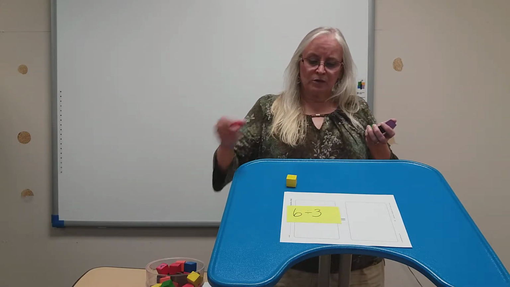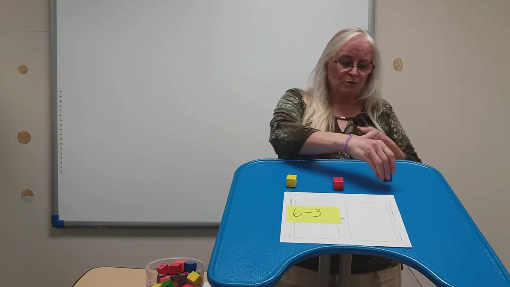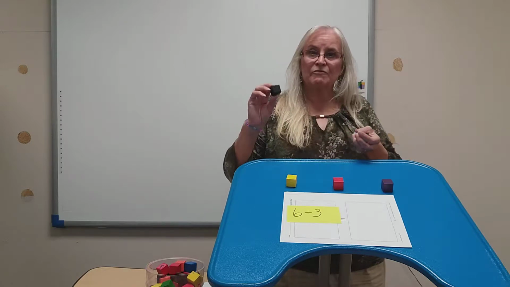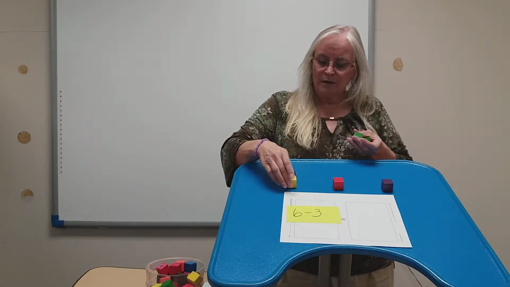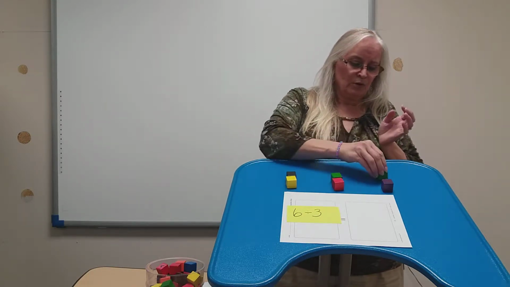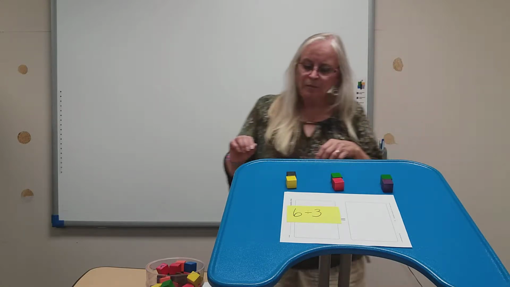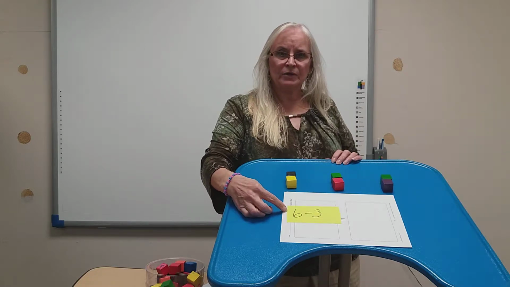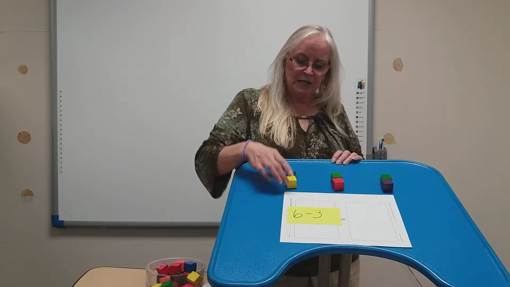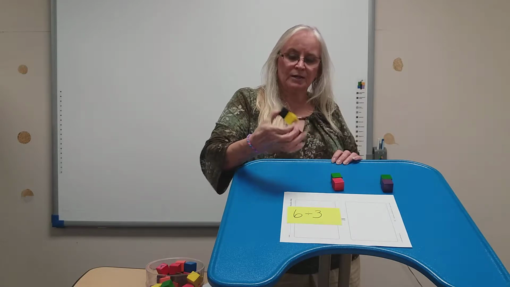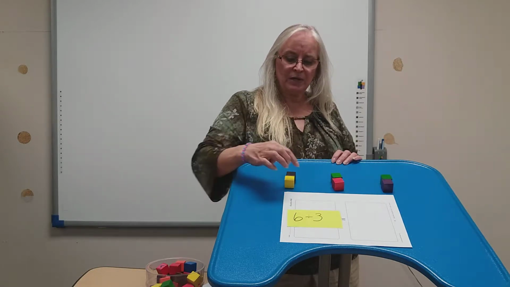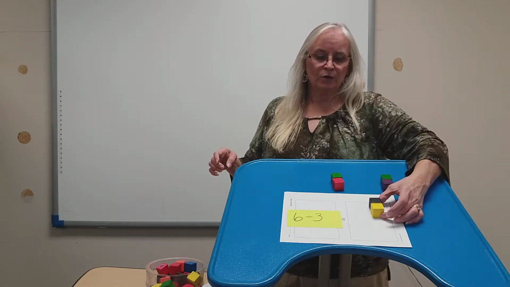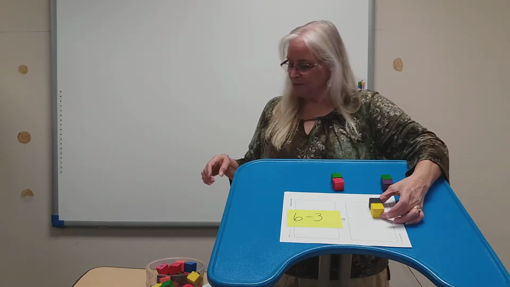I would do one group here, group 2, group 3. Then the remaining blocks, I'm going to fill them in. Group 1, group 2, group 3. Then I can look at this and I can see 6 divided by 3. Here's my 3 groups. Each group has 2 blocks in it. So 6 divided by 3 equals 2. And that would be shown here on your equation mat.